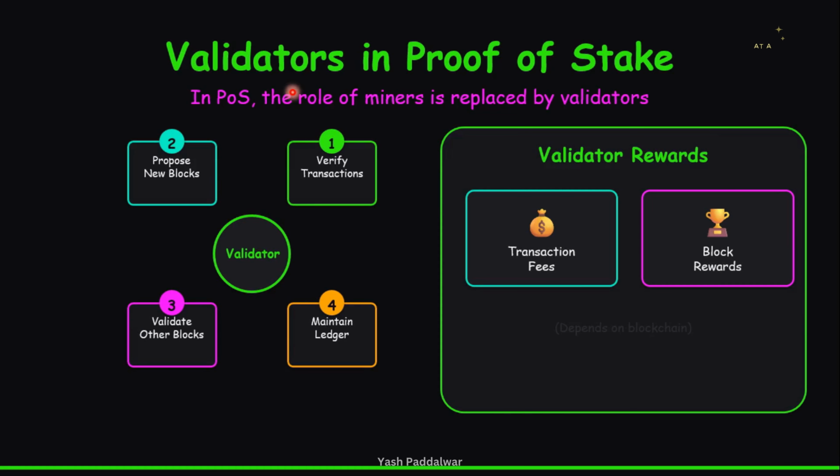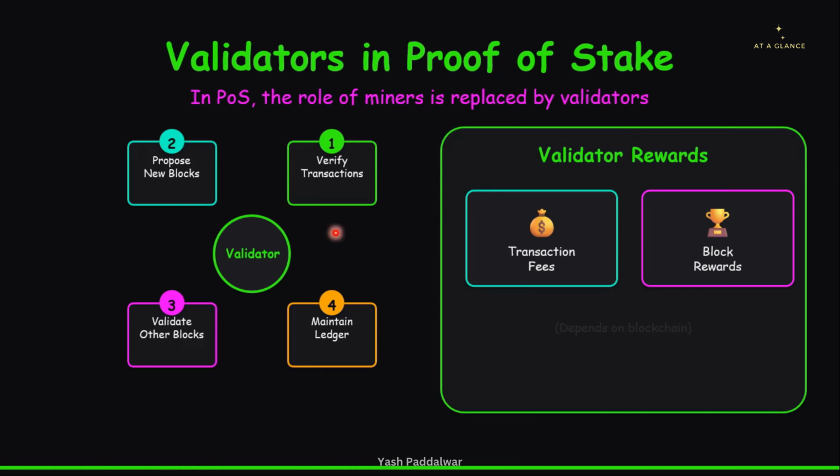Similarly, we have one more concept, that is validators. Validators in proof of stake. Again, in the definition, the word validators was there, so I'll explain it now. In POS, the role of miners is replaced by validators. Remember, in POW, we had miners who were doing the process of mining to solve the cryptographic puzzle to get a hash value which satisfies the conditions. But here we don't have miners. Here we have validators.